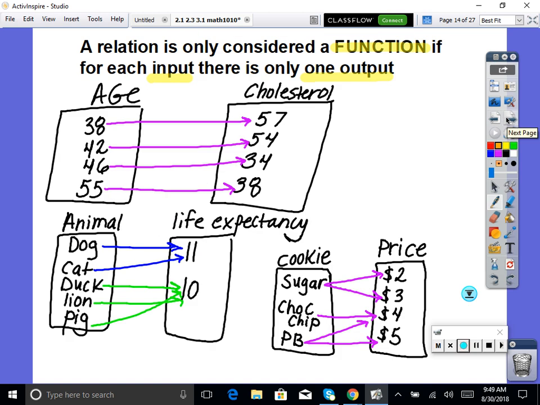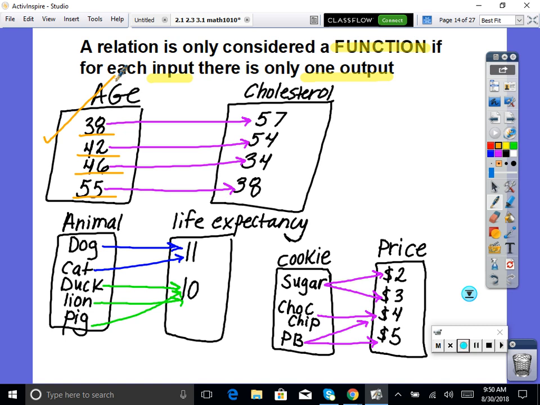Now, here's the thing. We can have things that are considered quote-unquote a function versus considered not a function. So remember the one rule. If it's really considered a function, then this happens. Each input will only have one output, or each x value will only have one y value. Each x can only have one answer y. Does everybody understand? Okay, so let's see if each of these examples are considered a function. How about this one? Age and cholesterol. Does this x have one y? Does this x have one y? Does this x have one y? And this x? Yes, so we're good. This one would be considered a function.